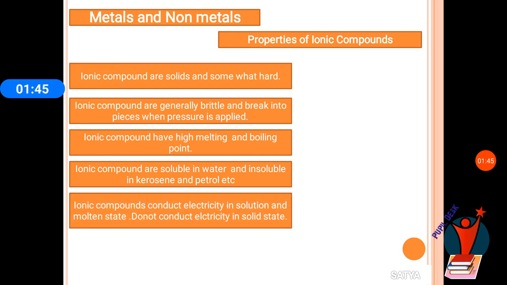Next property is ionic compounds conduct electricity in solution and molten state, because when an ionic compound dissolves in water, it breaks into its ions. These ions are free in solution and molten state. These ions conduct electricity. But in the solid state, these ionic compounds do not conduct electricity because there are no free ions. For that reason, in solution state, ionic compounds conduct electricity. In solid state, these ionic compounds do not conduct electricity.